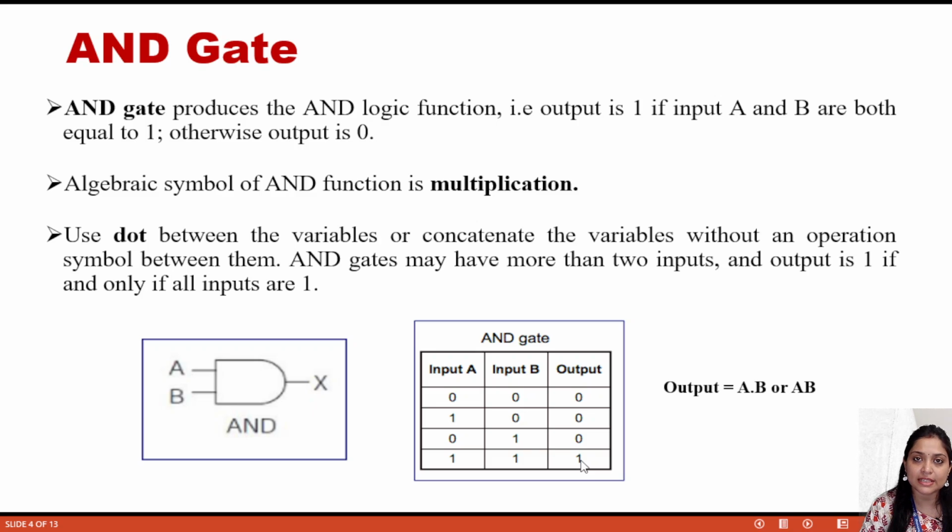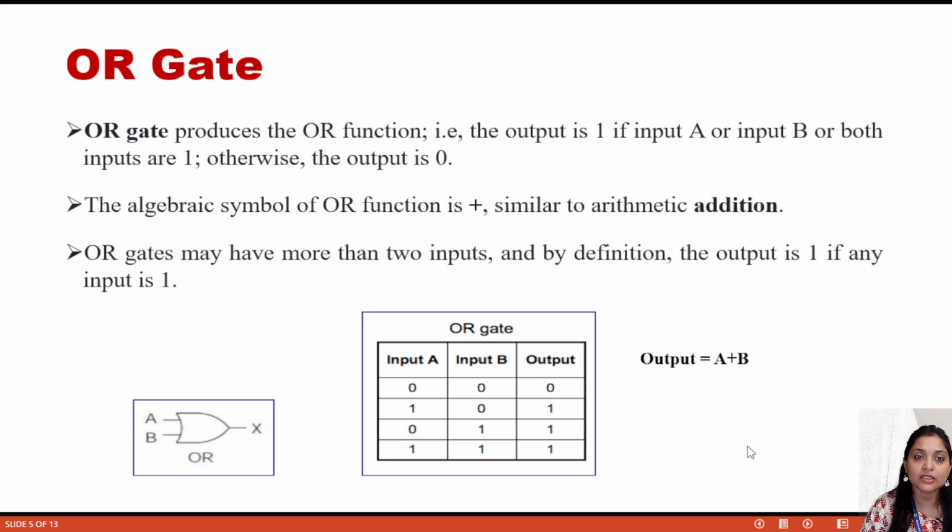You can say in another way that only when both the inputs are 1, the output gives 1. A question may come like that: give the name of the gate where only when both inputs are 1, the output is 1. This type of question may come, and the answer is the AND gate. Okay, now coming to the next, the OR gate.